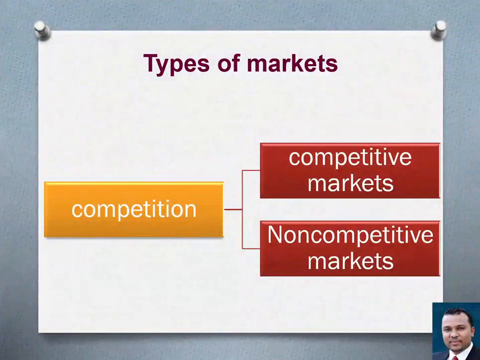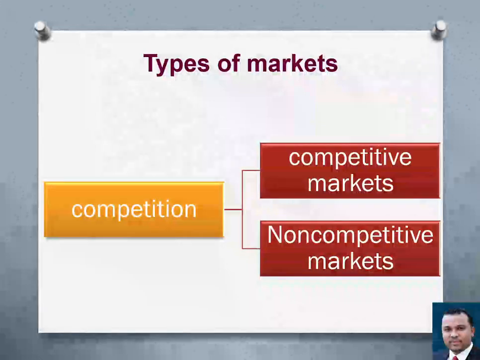The most important classification for markets is based on the degree of competition. We divide markets into competitive versus non-competitive. In general, in competitive markets, the degree of competition is increased. In the case of a non-competitive market, the degree of competition is decreased. We will explain this category in detail.